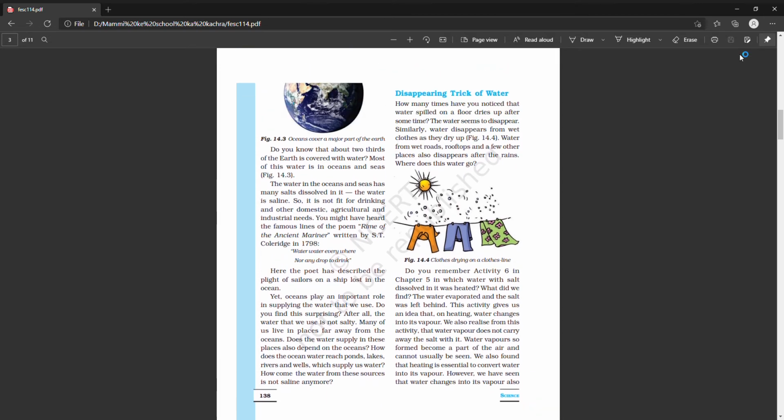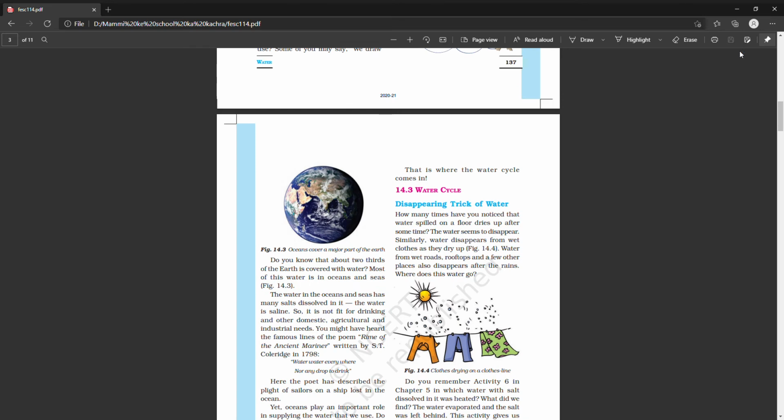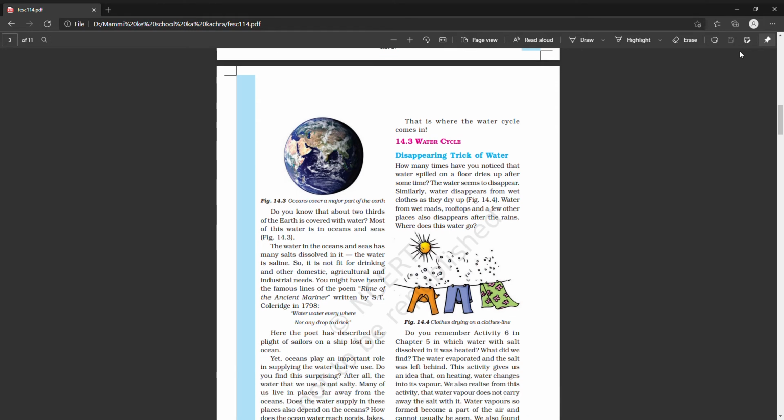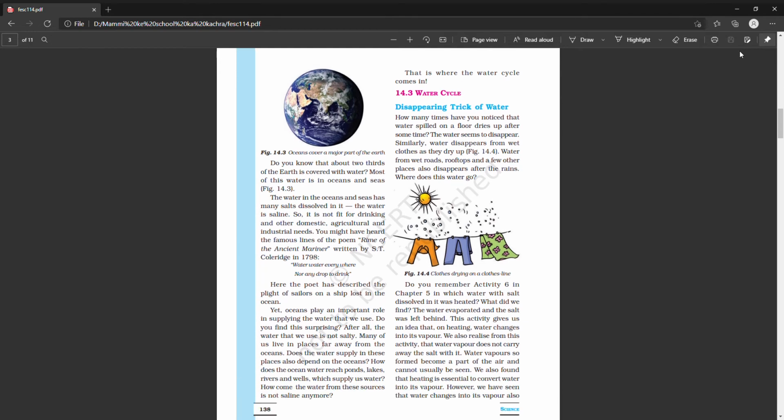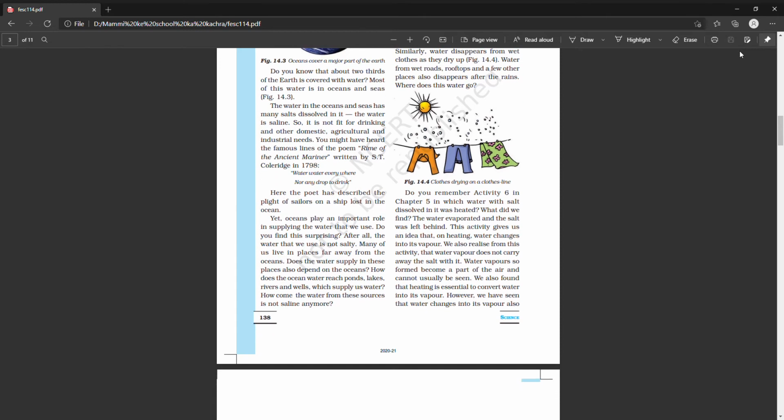For answering all these questions, we need to understand about water cycle. Before going to water cycle, we should understand the meaning of two terms, evaporation and condensation. What is evaporation? The process in which water gets converted into water vapor is called evaporation. Evaporation is a continuous process that occurs day and night. During daytime, because of the sun's heat, the rate of evaporation is faster as compared to night.